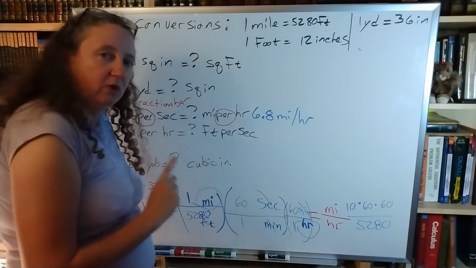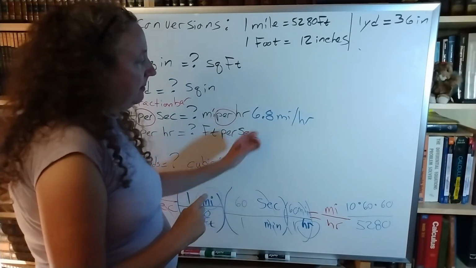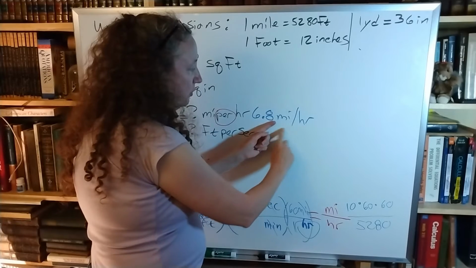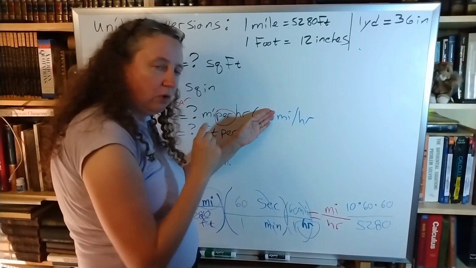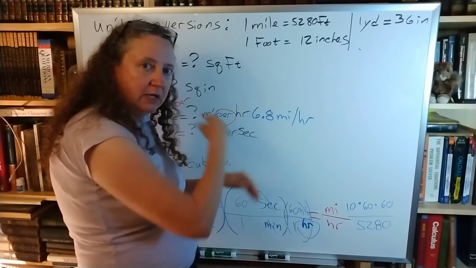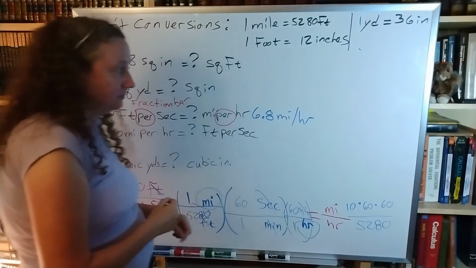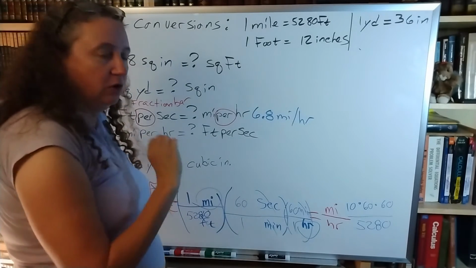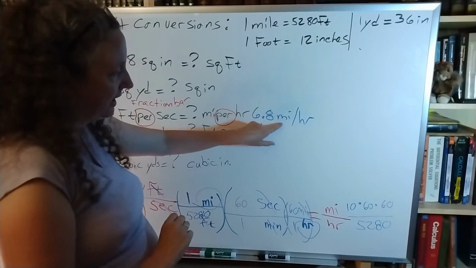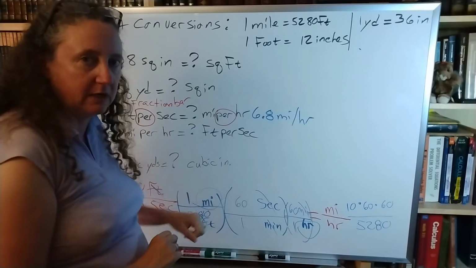When you are doing this on your test, make sure that you include that miles per hour, because if you don't include that miles per hour, it is wrong. Depending on your teacher, you may get zero credit for that answer if you don't have miles per hour with the right number.